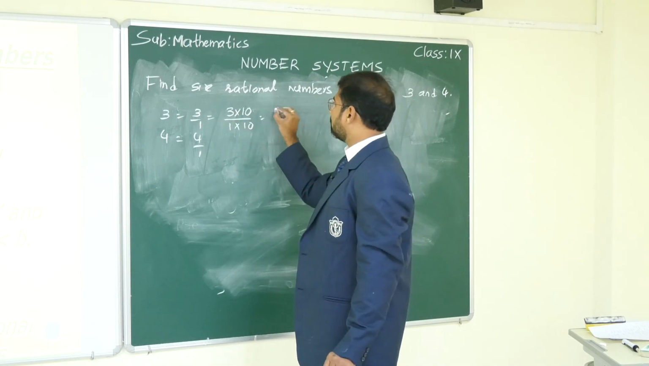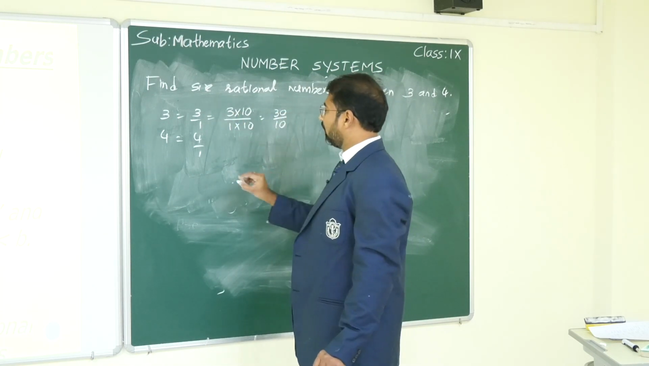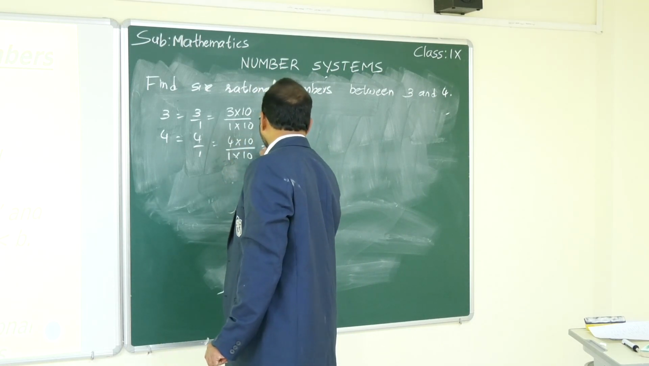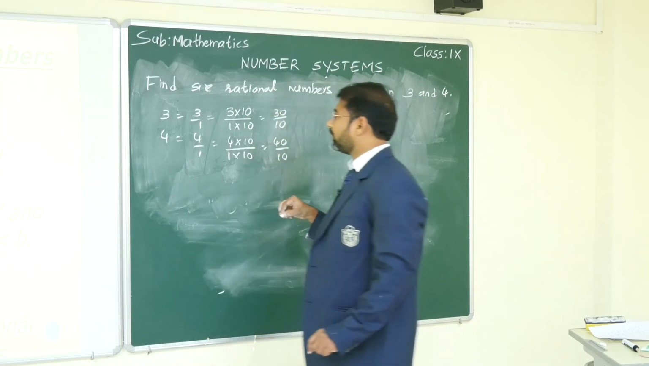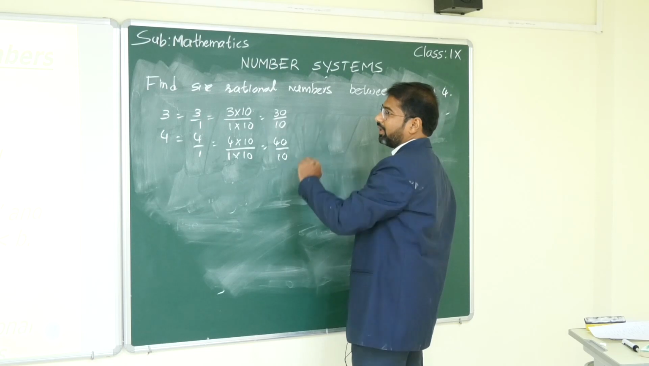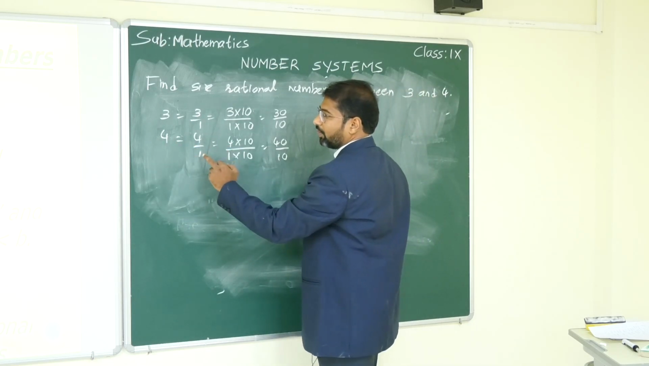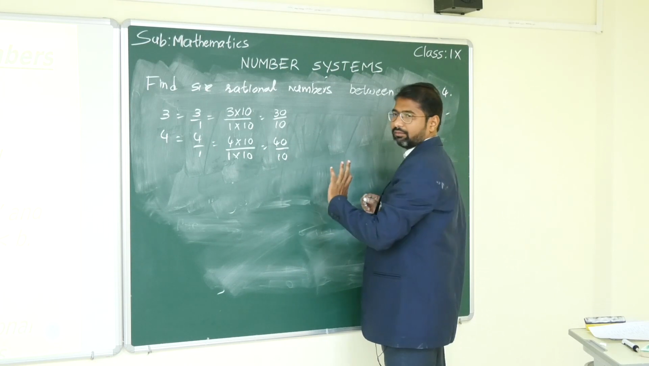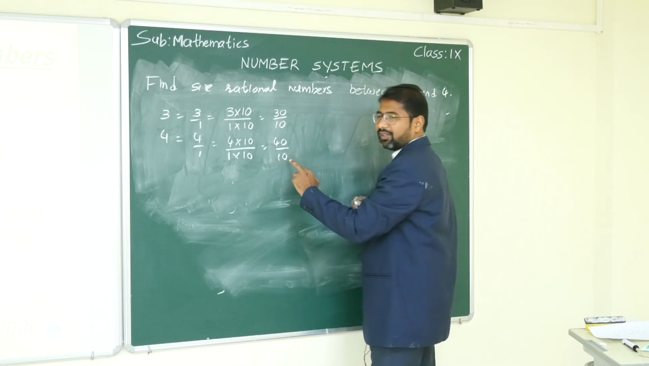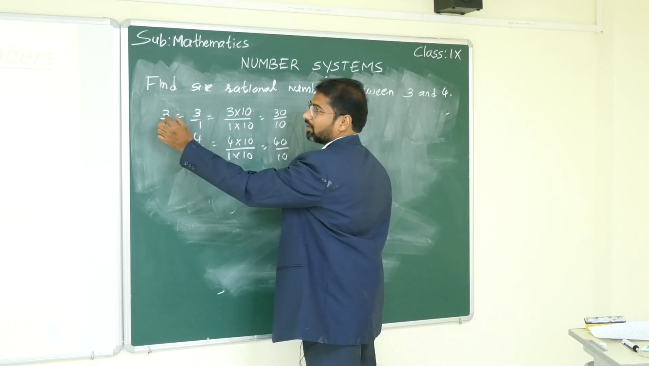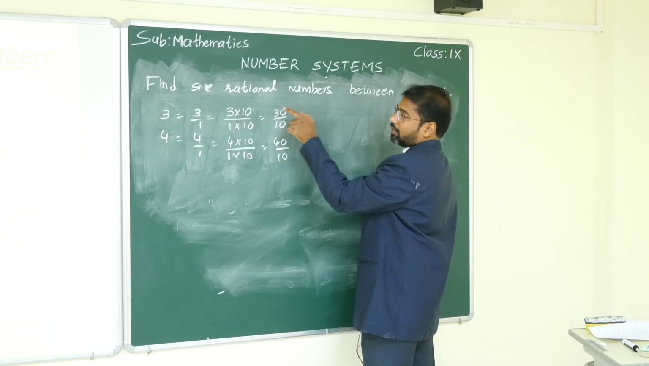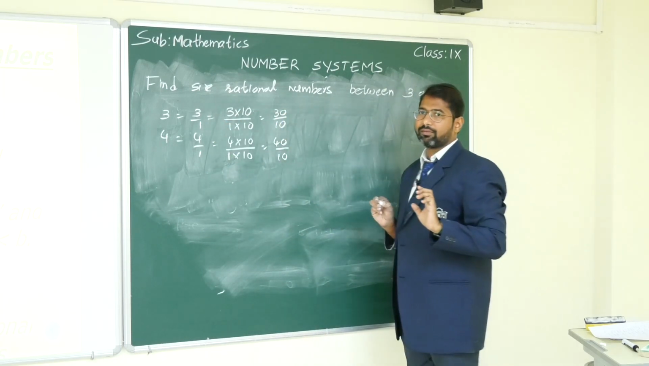So 3 by 1 becomes 30 by 10 and 4 by 1 becomes 40 by 10. Now you can see 3, I wrote it as 3 by 1 and now I wrote it as 30 by 10. Now 4, I wrote it as 4 by 1, next I wrote it as 40 by 10. Yes, 30 by 10 when you simplify you will get 3. 40 by 10 when you simplify you will get 4. So these are called equivalent fractions or equivalent rational numbers, 3 by 1 and 30 by 10.